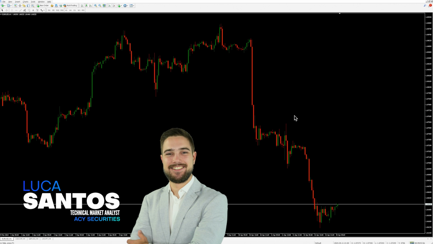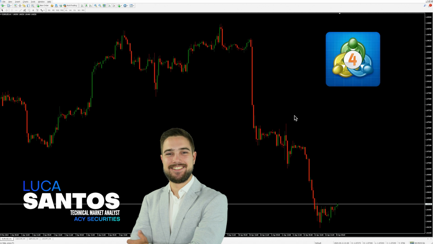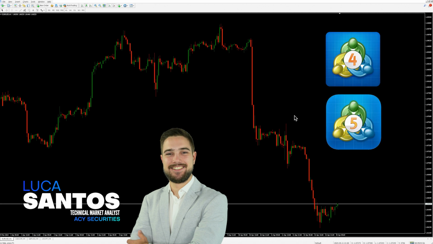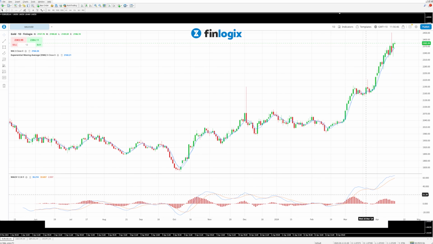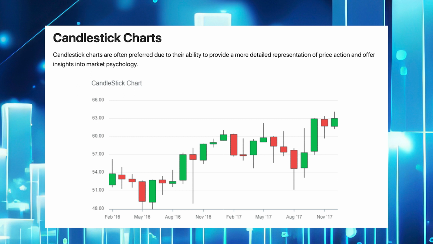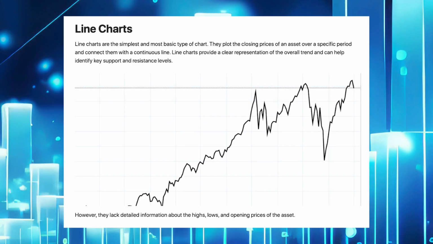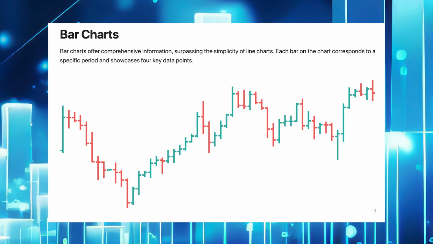Today I'm going to be talking about what is a candlestick, right? You all probably know that we have different types of charting representation when it comes to MetaTrader 4, MetaTrader 5, or even other platforms as, let's say, FinLogic's web charts, okay? Right, so let's run over the three ones we mainly use. We have the candlesticks, as you can see right now. We have the line chart and we have the bar charts, okay?